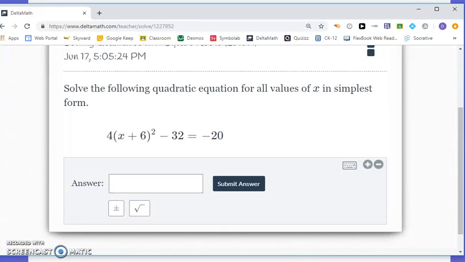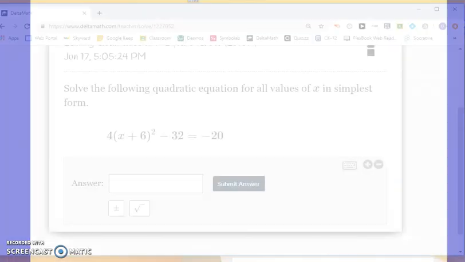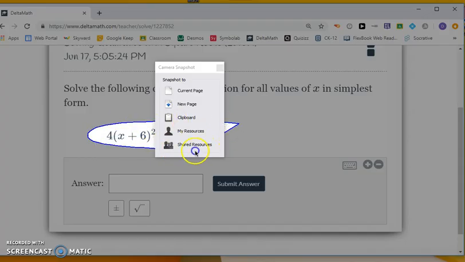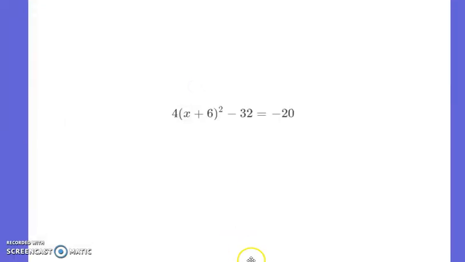Okay, we're going to do a little bit more work with solving quadratic equations by taking square roots, and I want to do some with DeltaMath just so you can see how they get entered in there. So I'm going to copy this over so we can work on it. So with this problem, we'll end up adding 32 to each side.